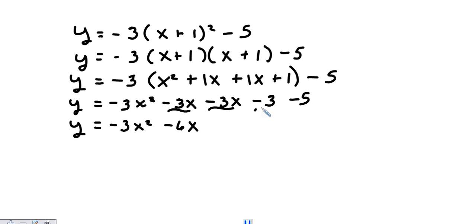And minus 3 and minus 5 are like terms. We add them together, and we get minus 8. So there's our quadratic. Y equals negative 3 times the quantity (x plus 1) squared minus 5 is the same quadratic as y equals negative 3x squared minus 6x minus 8.